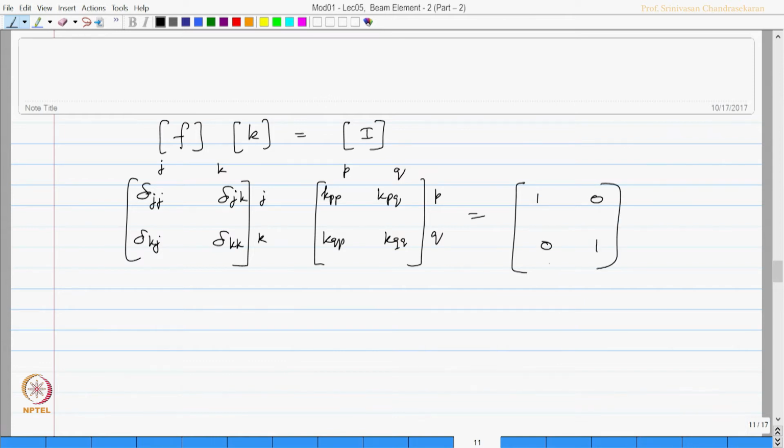Friends, please understand, my job is to evaluate this matrix. If I call this matrix A, I can evaluate A as the inverse of the other matrix. So, I am now going to evaluate the flexibility matrix or the flexibility coefficients, and invert that matrix to get my A matrix. So, let us do that now.